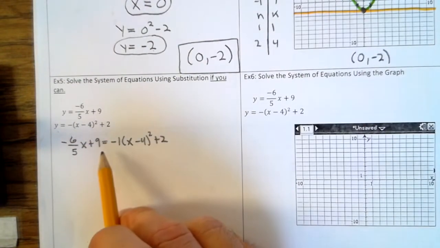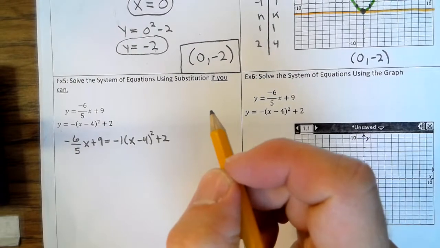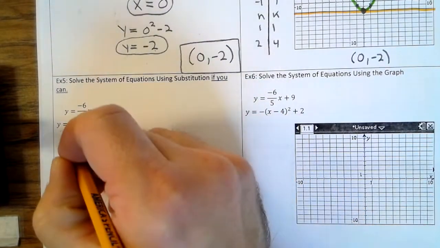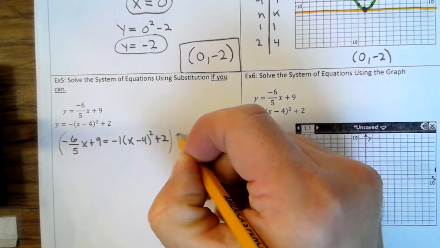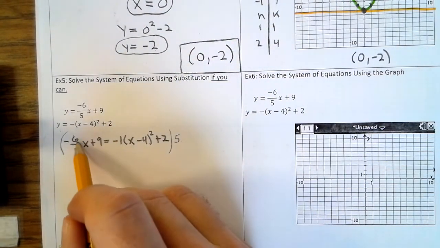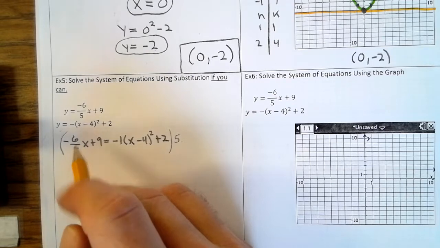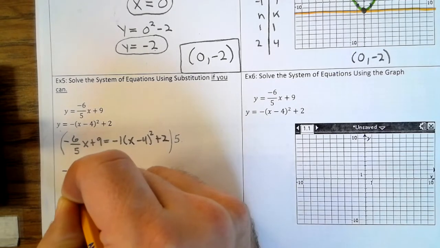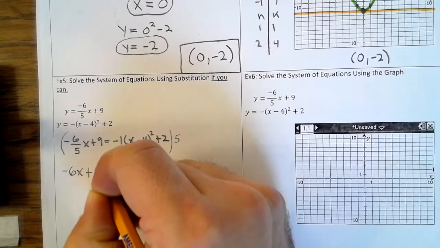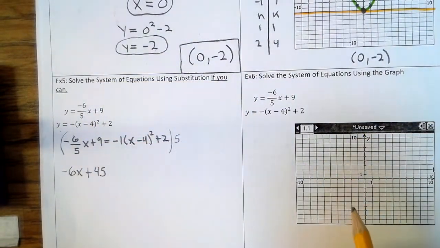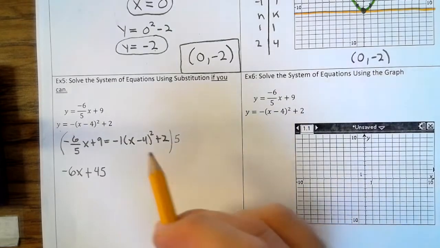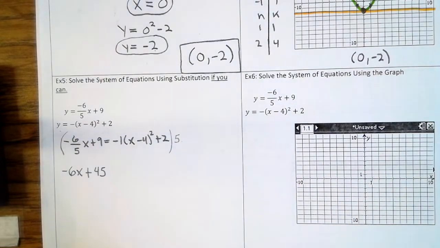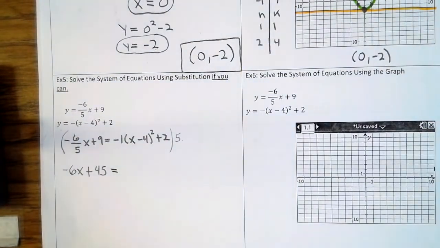So we need to distribute the negative 1 first. Actually, let's get rid of the fraction first. We're going to multiply by 5. So 5 times -6/5 is -30 divided by 5 is -6. So -6x plus 9 times 5 is 45, I believe. I checked with my calculator fingers, and that's 45.